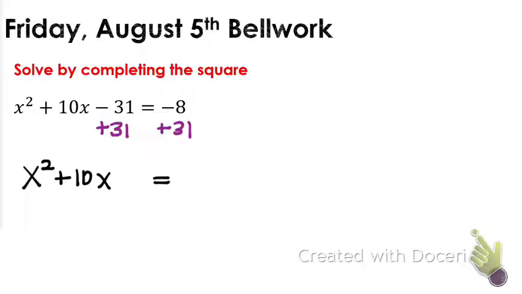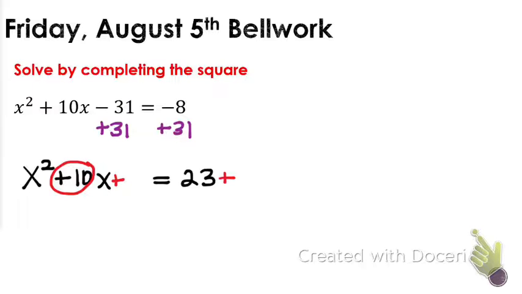What is negative 8 plus 31? 24. Anybody else get 24? Or 23? Is it 23? Okay. So 23. And now we need to figure out what number to add to both sides. And the number that we add, because we're going to add it twice, is always going to be half of this number squared.